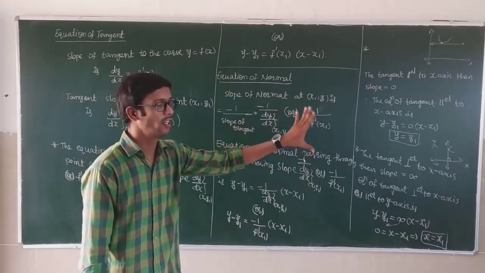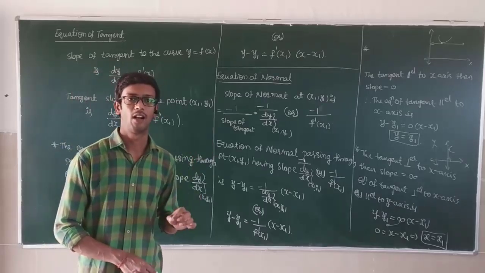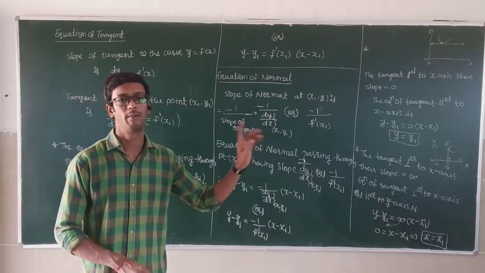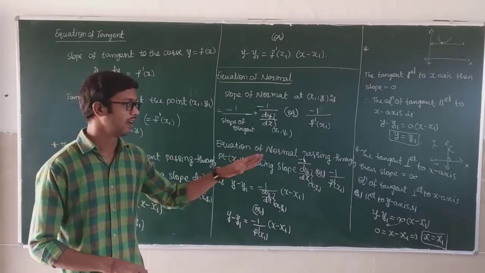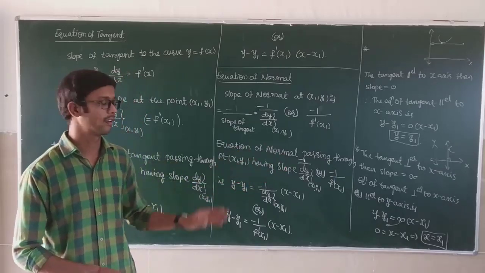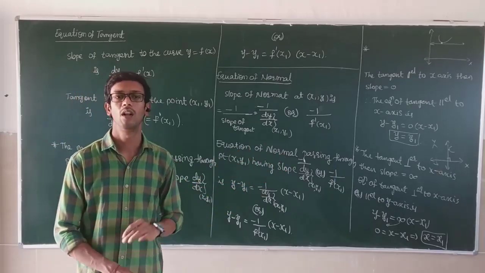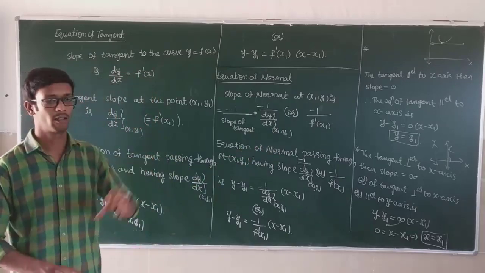In these 2 points, what is important is, first of all, the tangent equation parallel to the x-axis is y minus y1, y equal to y1. Next, the tangent equation perpendicular to the x-axis, or parallel to the y-axis, is x equal to x1. These 2 points are important. Once again, I'll roughly explain.